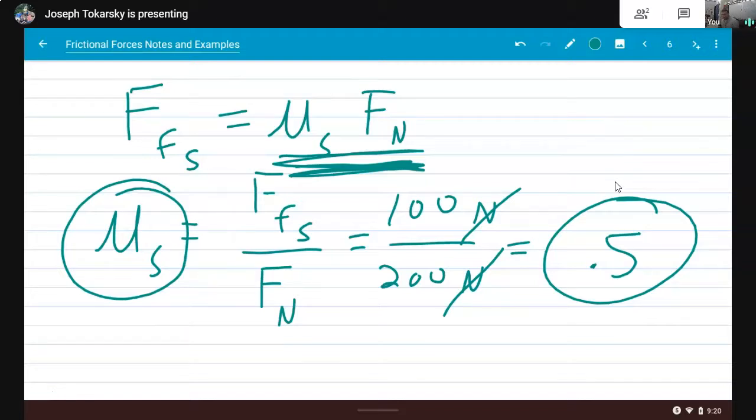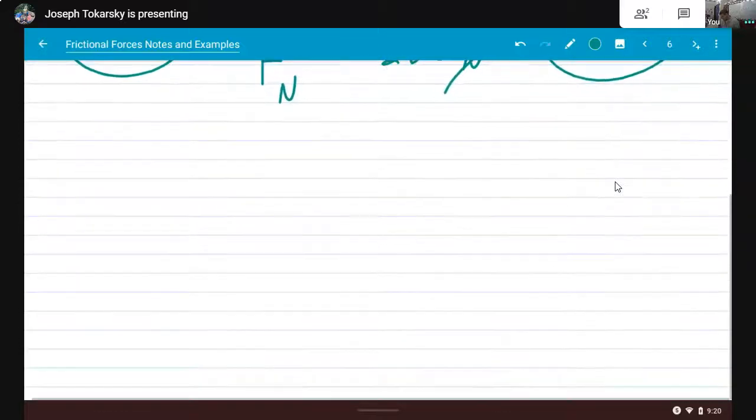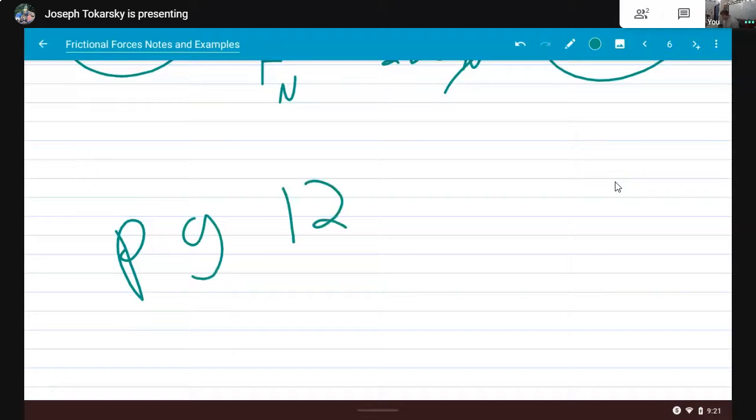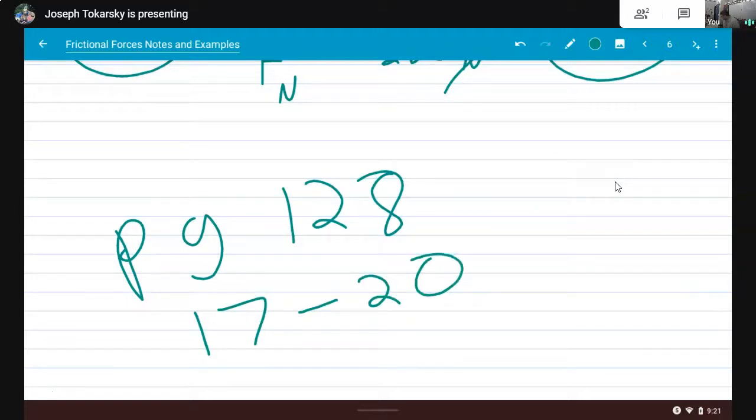Okay, so I know this was a lot today. I want you guys, and I'm going to post these with the assignment, but I'll write them here. Based off these two scenarios, I want you guys to try to do page 128, numbers 17 through 20. These are all balanced problems. Read them carefully. They're similar to the examples. Like always, these will just be spot checked.